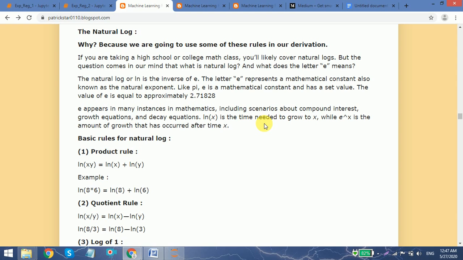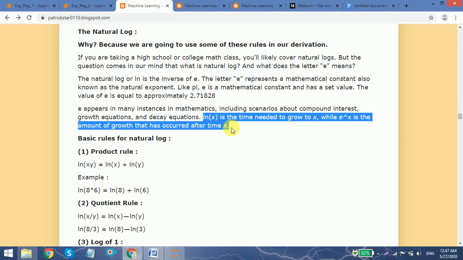Now, notice that ln x is the time needed to grow to x, while e raised to x is the amount of growth that has occurred after time x. Okay, so this is the point to be noted: ln x is the time needed to grow to x, while e raised to x is the amount of growth that has occurred after time x.